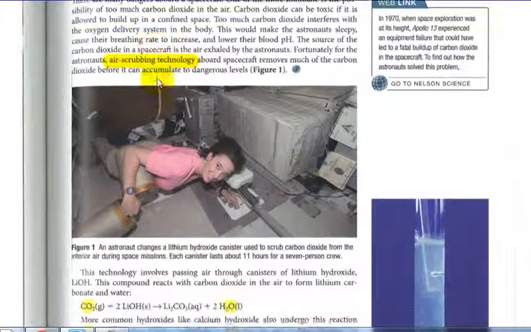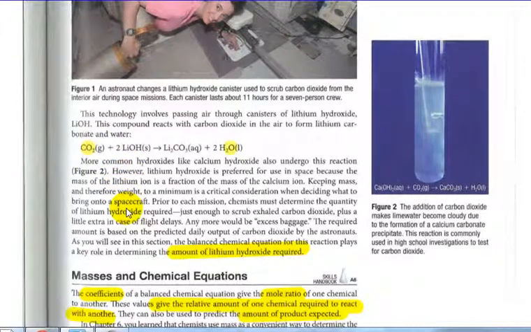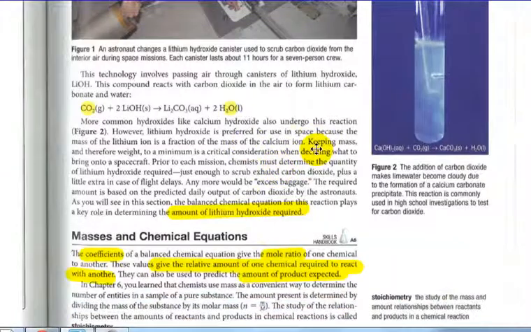It talks about air scrubbing technology, which causes CO2 to be used up by combining it with lithium hydroxide. As a result, lithium carbonate is formed, and water, which of course wouldn't be very harmful. That's one possible way you can eliminate CO2, and the key role here is to figure out how much lithium hydroxide you would need out in space to get rid of all of the CO2 that a human being could possibly expel. So that leads into masses and chemical equations.